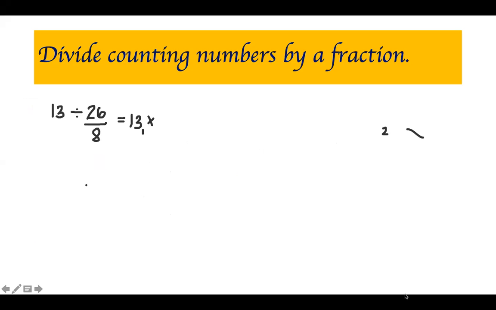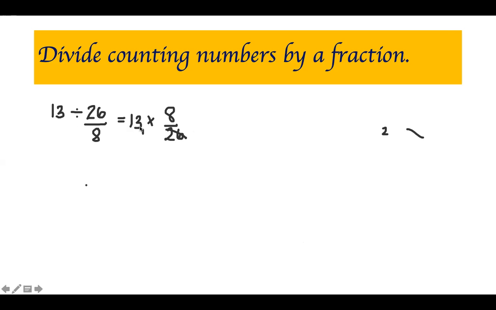Okay, so that would be 13 times 8 over 26. You can see 26 over 8 becomes 8 over 26. And the division here will become multiplication. Okay, so now you are ready to do the operation. You have to reduce this one and this one, cancel out.